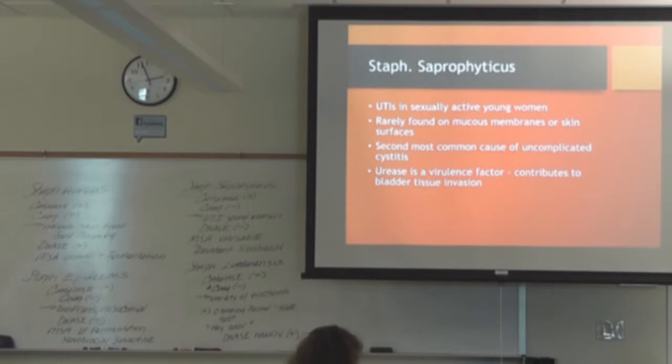All right, Saprophyticus, I spelled it right on this one. So UTIs in sexually active young women. Urease is a virulence factor, which is kind of interesting. Also contributes to bladder tissue invasion. Okay, this one there's not a ton of information about it, but usually the go-to thing on this is that it's a UTI in sexually active younger women, for whatever reason.